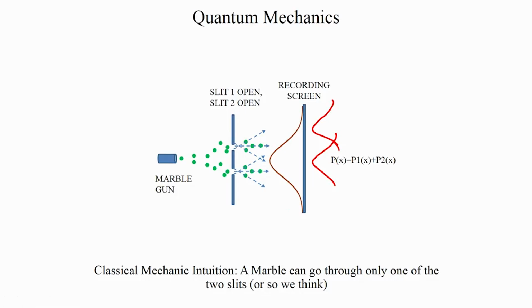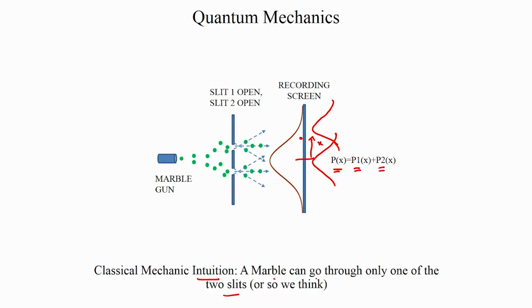So, essentially the probability that a marble impacted the screen at some point x from this reference is, let us say, p of x, and that is simply the summation of the probability that the marble came through slit 1 and impacted the screen, and that the marble came through slit 2 and impacted the screen. So, it is just a summation of these two probabilities. And what is important is that we have this intuition that a marble can only go through one of the two slits. So, it cannot go through both slits. That is what the experiment with marbles tells us.